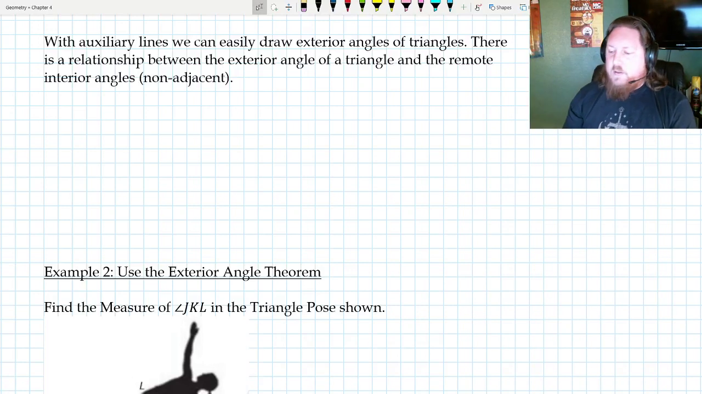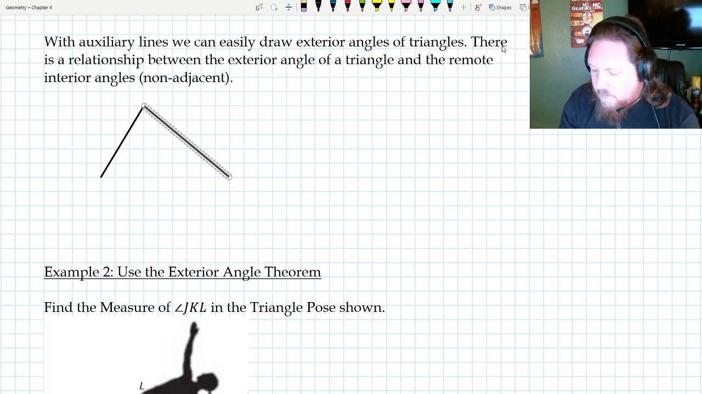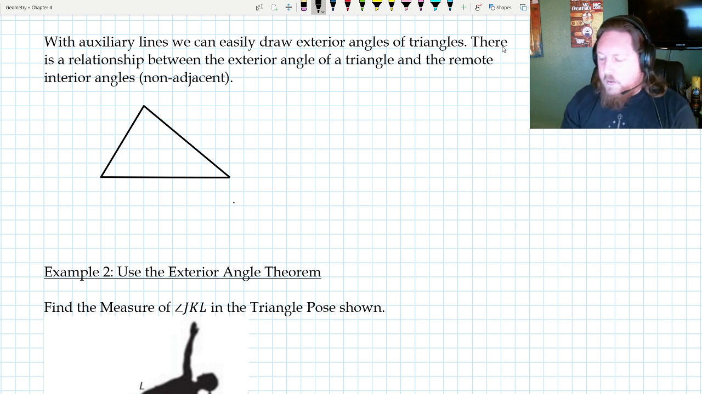So we talked about auxiliary lines before. There's kind of an interesting thing that can happen. Let me draw a triangle here real quick. And let's bring it down here, and bring it across. Now here we've got ourselves a triangle.